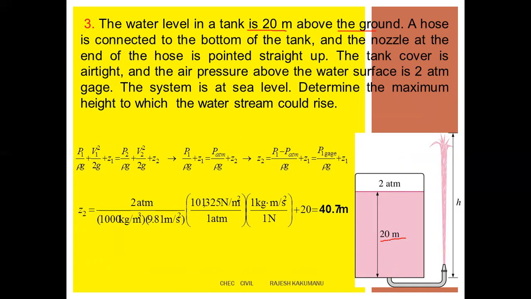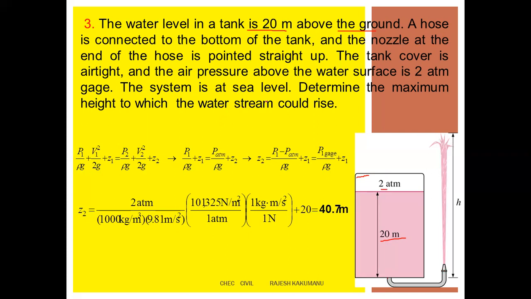A hose is connected to the bottom of the tank. See the figure, the hose pipe is connected to the bottom of the tank, and the nozzle at the end of the hose is pointed straight up. So the hose pipe is designed like this and the nozzle is fixed to it, right? Now the tank cover is airtight. So here it is a closed tank, airtight, and the air pressure above the water surface, in this gap, is 2 atmosphere.